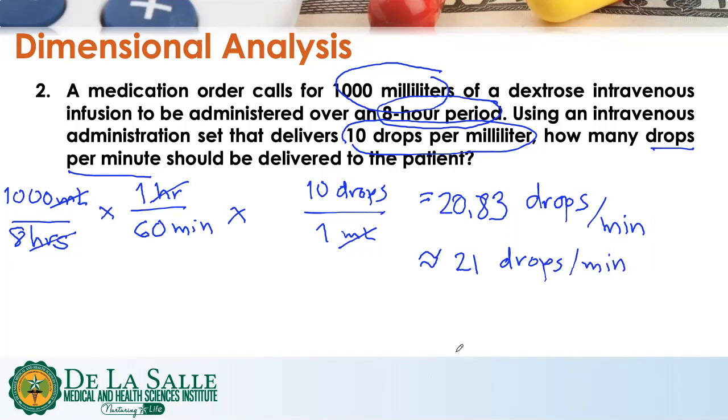If we will consider the rules for rounding off in this particular item, we have to round off our final answer only to contain one significant figure. So we can further round this off to 20 drops per minute. That will be the final answer. Did you get it right?